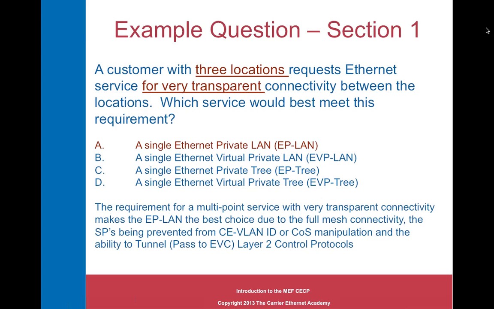The Private LAN provides multi-point mesh connectivity between all of the UNIs that are associated with the multi-point to multi-point EVC, and because it's a Private LAN, the subscriber has the capability to pass layer 2 control protocols to the EVC, and the service provider is precluded from modifying any of the customer CE-VLAN ID or class of service information contained in the packet header. So you can see that this is very typical of a large block of the questions on the exam. You would not only have to understand all of the different service definitions and what the capabilities are, but you would have to be able to take those service attributes and parameters and apply them in a real world application scenario like the one we were given in this example question.